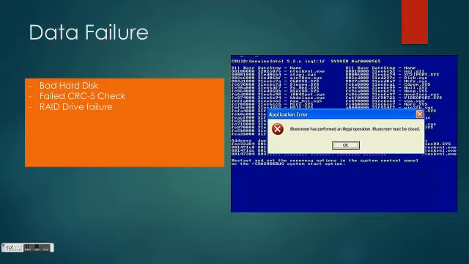RAID drive failure. If you're using a RAID system to back your computers up, the problem is here, if one of those drives fails and your data is split across all 5 of the drives and one fails, you have a corrupted set of data with something missing.